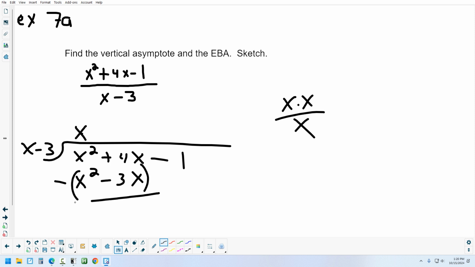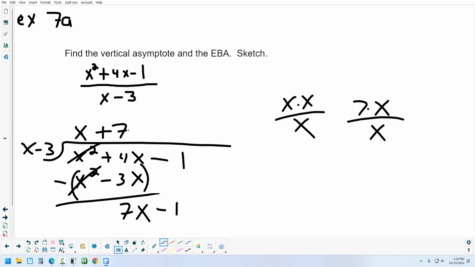X squared, take away x squared is gone. What's 4x minus negative 3x? 7x. And bring down your 1. Now you've got 7x divided by x. 7. That's it. That's my EBA. If I keep going, I could get the remainder, which is 20. But we don't need it. Any questions why I'm going to stop here? Okay, so that is my EBA, x plus 7.